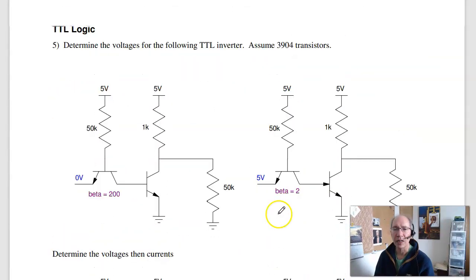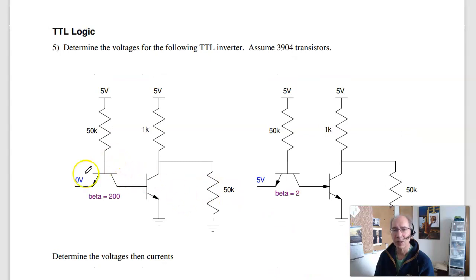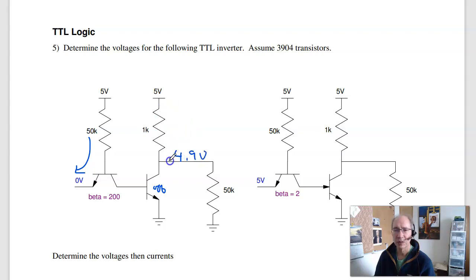Problem 5 is to analyze a TTL circuit. Now when the input is 0, the current goes left, so this turns off. When it's off, it'll be 50 over 51 times 5 volts, about 4.9 volts. Ideally 5 volts, minus a little bit due to loading. When this is 5 volts, then instead the current goes right. That'll saturate this transistor, making the output 0.2 volts.